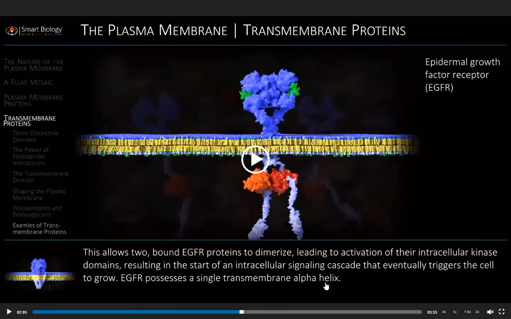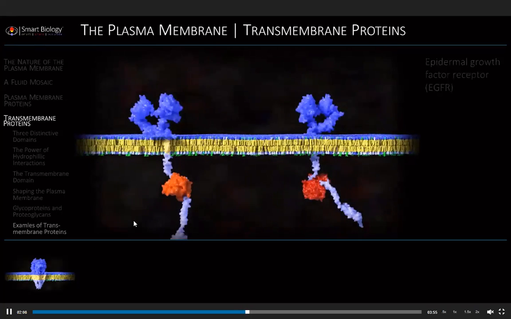EGFR possesses a single transmembrane alpha helix. The alpha helix is exactly the same alpha helix that we have come across previously when we were talking about the secondary structures of proteins, the alpha helix and the beta sheet. The alpha helix, in this case, is the helical structure where the amino acids will be organized in such a way that those faces that are facing the hydrophobic domain will have more hydrophobic amino acids. I will explain this more later on.